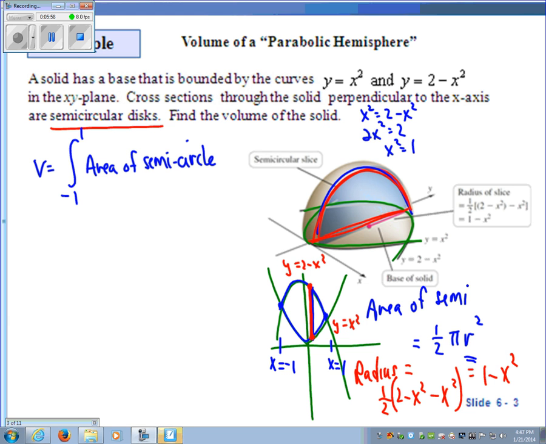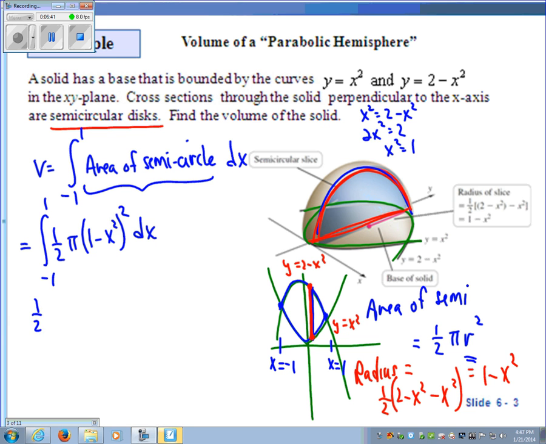Okay, so when we set this integral up, I just need to put the area of that one slice, and then I'll have the dx, and then I'm going from -1 to 1 to add up all those slices, those semicircular discs. So the area of that one semicircle is going to be 1/2 pi times the radius squared, because it's a semicircle, and the radius we know is 1 minus x squared. So 1/2 pi r squared, and then dx. And this will give us what the volume of this solid will be.